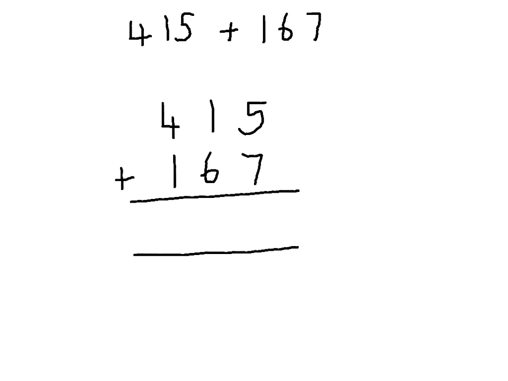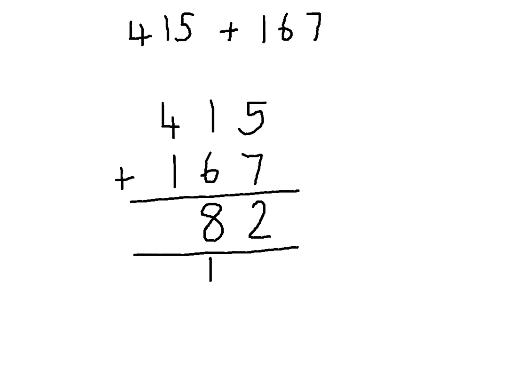We then move on to the sum, and we're going to do 5 add 7. 5 add 7 is 12, but we record it like this. We put the 2 in the units column, and we carry the 10 from the 12 and put it in the tens column. We then move on to that column, and we see we have 1 add 6 add 1. 1 add 6 add 1 we know is 8.